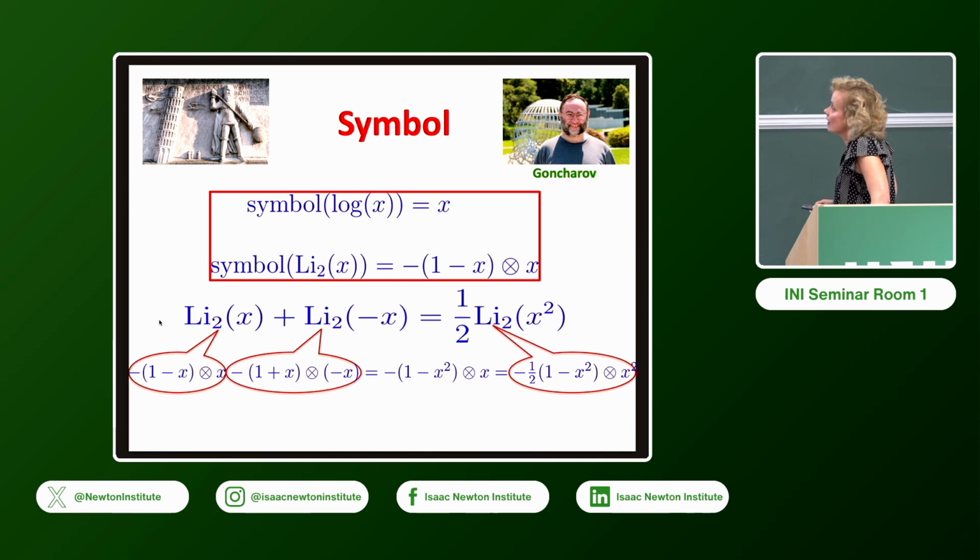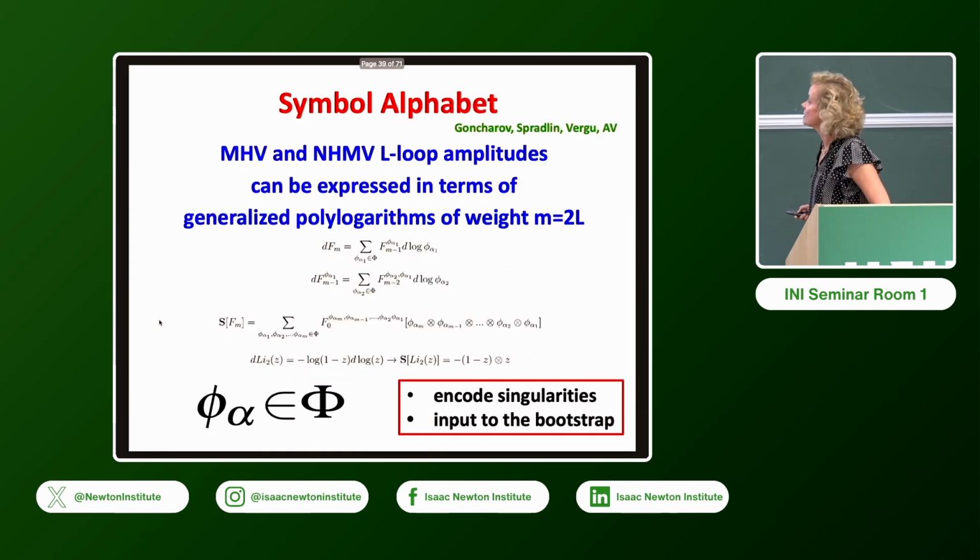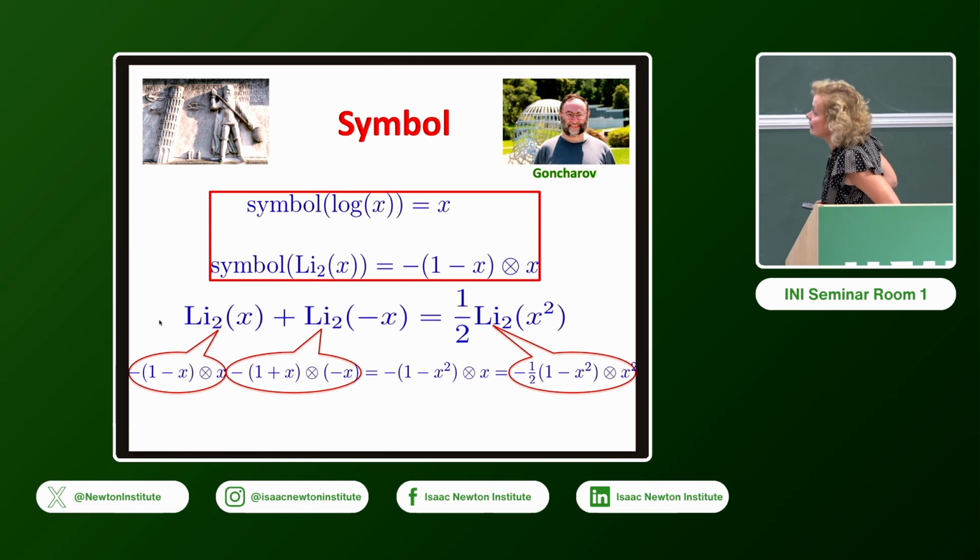So Li2 of x is, as I taught you, -1 minus x tensor x. Li2 of minus x, I changed x to minus x, written here. Then there are very few properties you need to know, which follow from the definition. And you can rewrite this as minus, so remember the identity, 1 minus x times 1 plus x is 1 minus x squared. And then this constant doesn't matter. So this is nothing but 1 minus x squared tensor x.